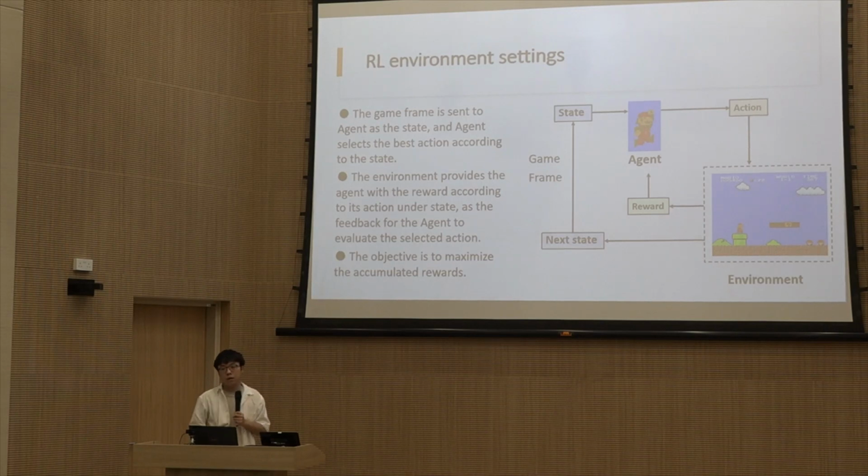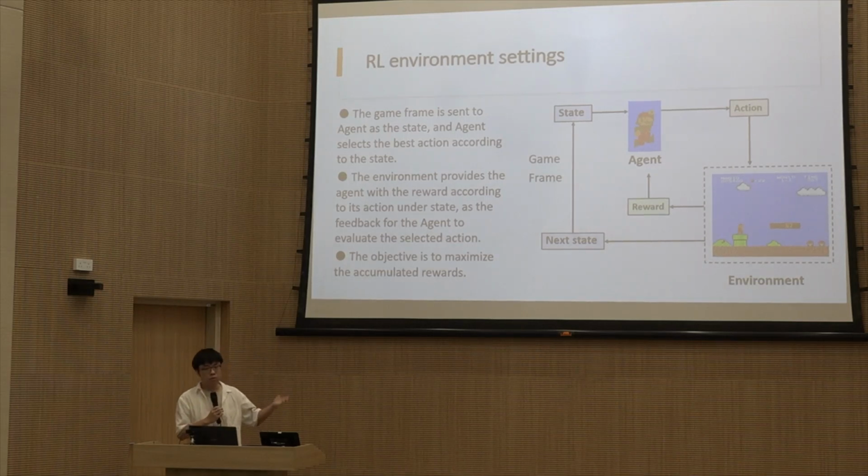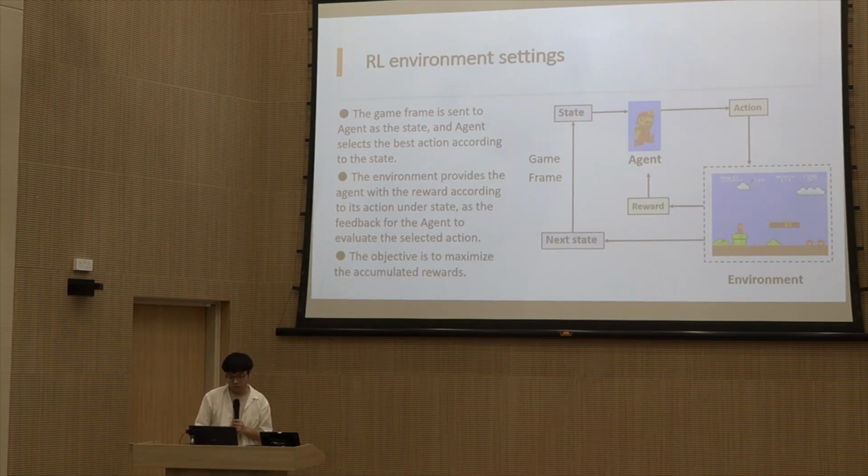In this scenario, if Mario dies, we can give a very huge negative penalty, while if it reaches the destination of this stage, such as the flag of this stage, we can give it a very high reward. So the objective of this agent is to maximize the accumulated rewards in an episode. The episode starts from the game start and ends if Mario dies or reaches the destination.